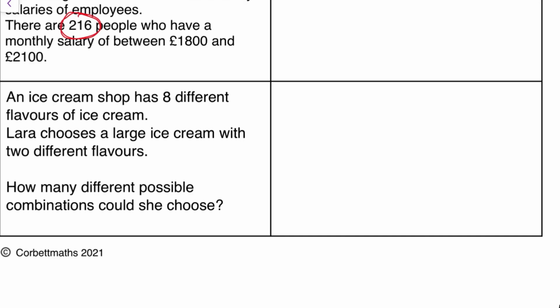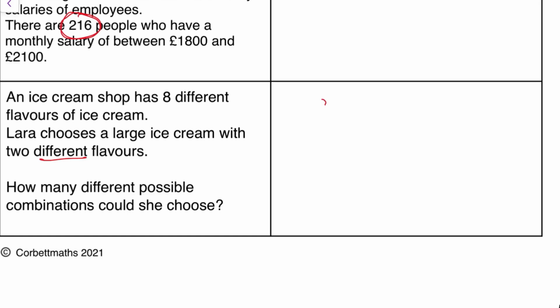Final question. An ice cream shop has 8 different flavors of ice cream. Lara chooses a large ice cream with 2 different flavors. How many combinations? And now, if you've watched my videos all the way through, we've actually had this question several times before. It's called the handshake problem.